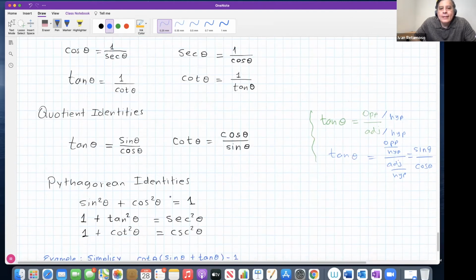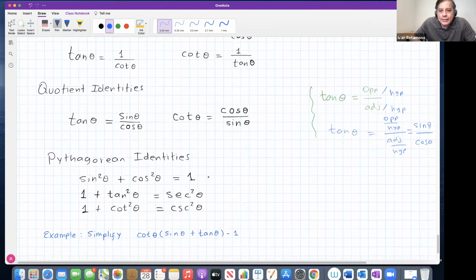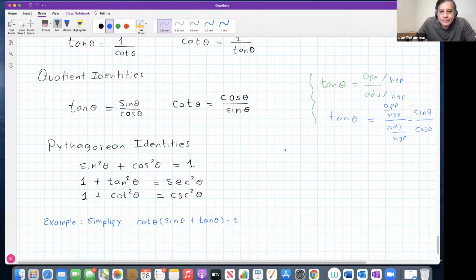The last group is called Pythagorean identities. They say that if you square sine, you square cosine, and you add them, you will always get 1. And again, this is not hard to believe, guys, or to prove. Sine of theta squared plus cosine of theta squared equals 1. How could this be true? Well, sine is opposite over hypotenuse plus cosine is adjacent over hypotenuse.